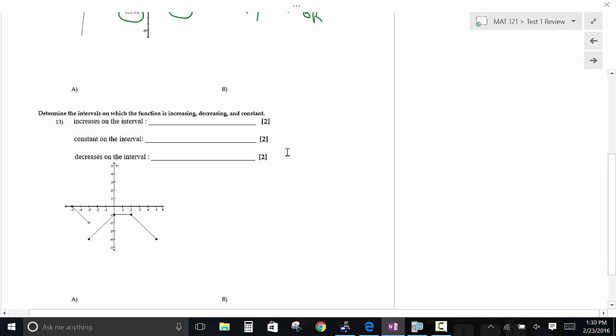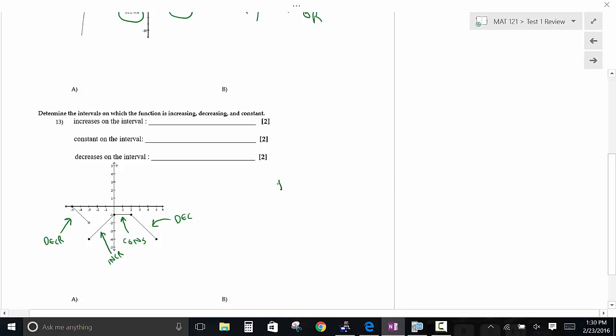Now let's look at the increasing, decreasing stuff. First of all, if you start here, all this is doing is the y values are getting smaller. So in that area the graph is decreasing. Then if you go from this point to this point, the y values get bigger, so it's increasing. If it's flat, what do we call that? We call that constant. And then it's going to start decreasing. Just think of it as going downhill, going uphill, level, and then downhill.